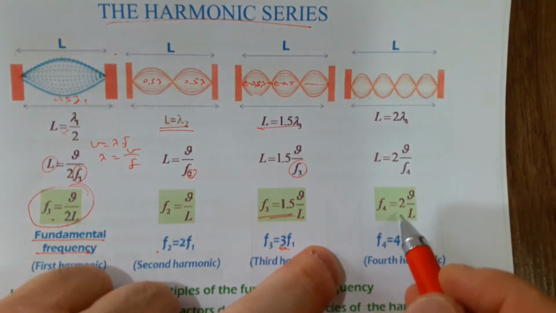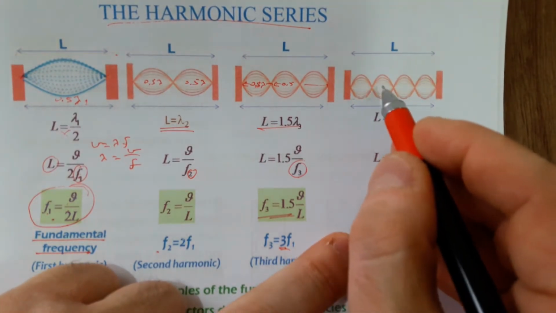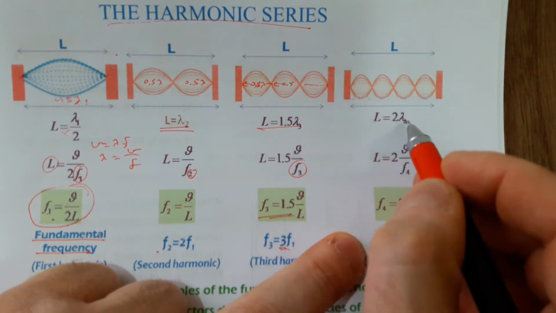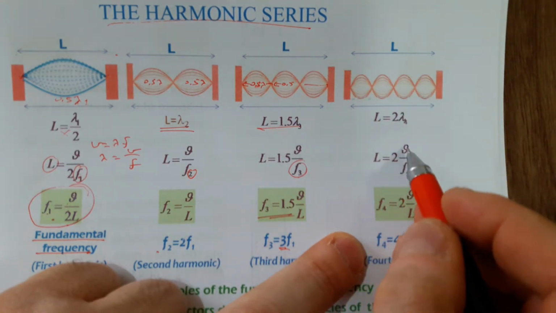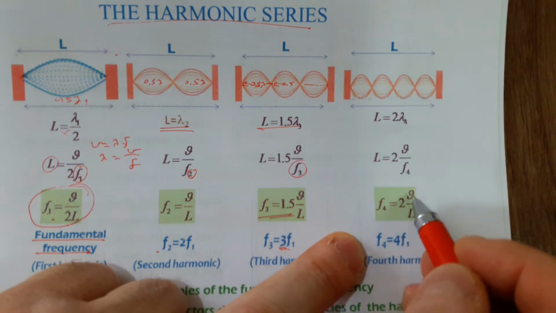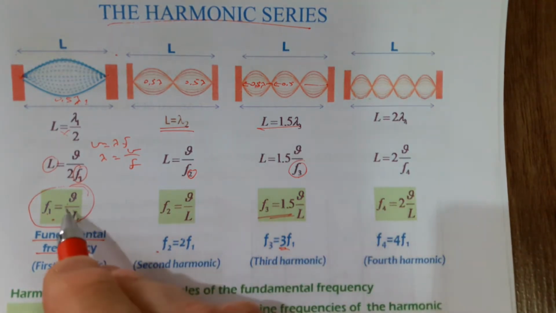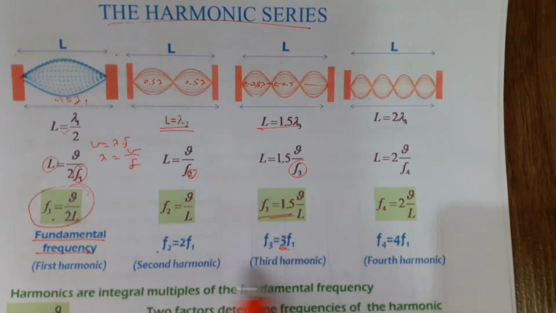And the fourth one also: 0.5, 0.5, 0.5, 0.5. It becomes 2 lambda. Length is equal to 2 lambda. So length is equal to 2 times V divided by F4. F4 becomes 2 multiplied by V divided by L. So as you see, this is 4 times that fundamental frequency.